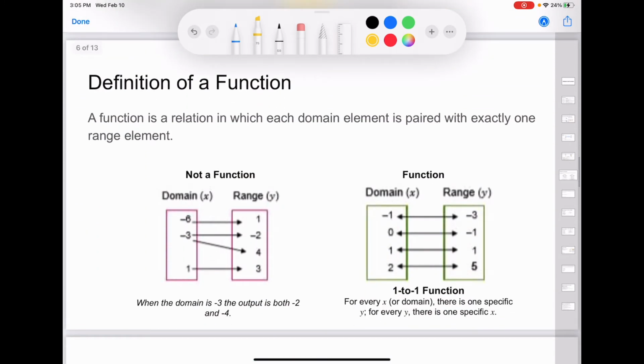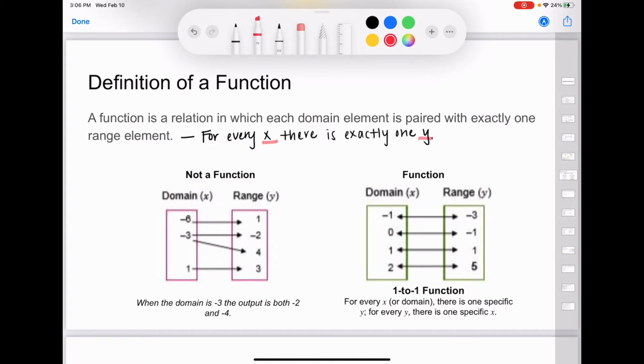Now let's look more at a function. What is a function? A function is a relation in which each domain element is paired with exactly one range element. More specifically, we can remember this by using this idea. For every x, there is exactly one y. So every x value has exactly one y value.